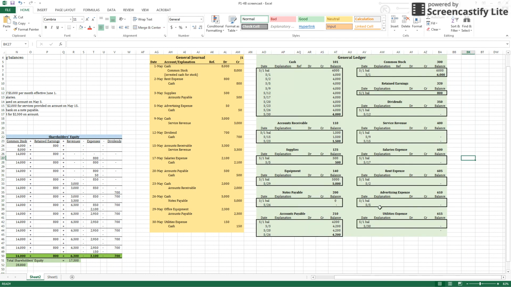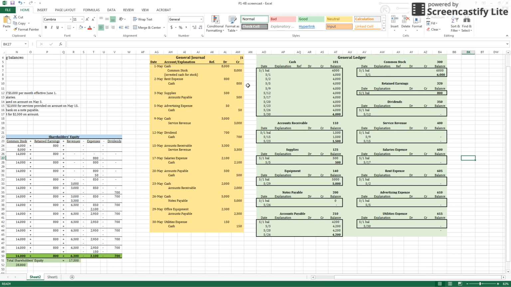I've created all of our different accounts. We start with cash. Cash is always first. We give it a number of 101. It could be 10, it could be 1, but it'll be in the 100s. It'll be the first one. Then we've got our accounts receivable, supplies, equipment. This is all in balance sheet order, or our accounting equation order. So I already put the dates in again to speed things up a bit.